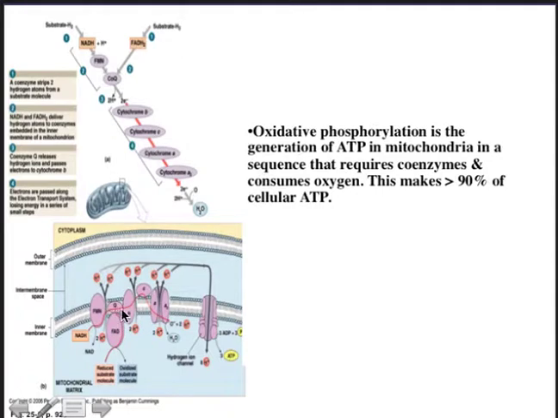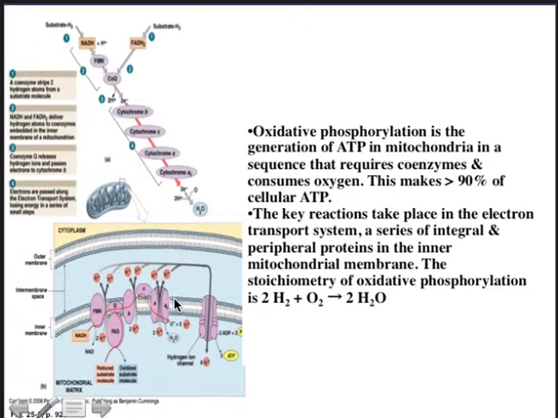And so what happens is, as these electrons are passed from carrier to carrier to carrier, which are physically close to each other in the membrane, almost like an assembly line, these electrons lose a little bit of energy at each step because they change their physical position, like falling down steps. And that energy is trapped and used to pump protons into this inner membrane space.